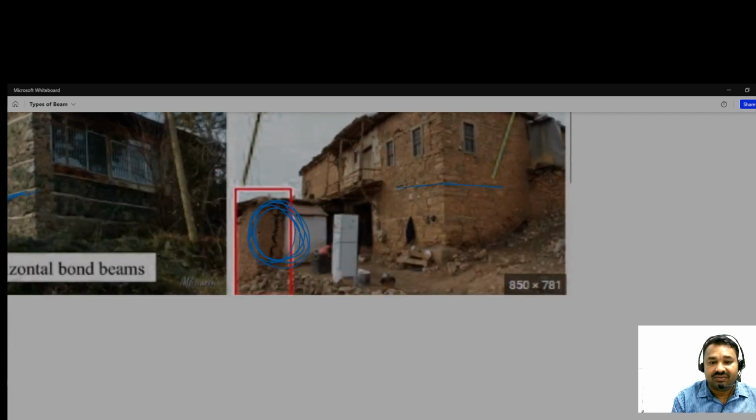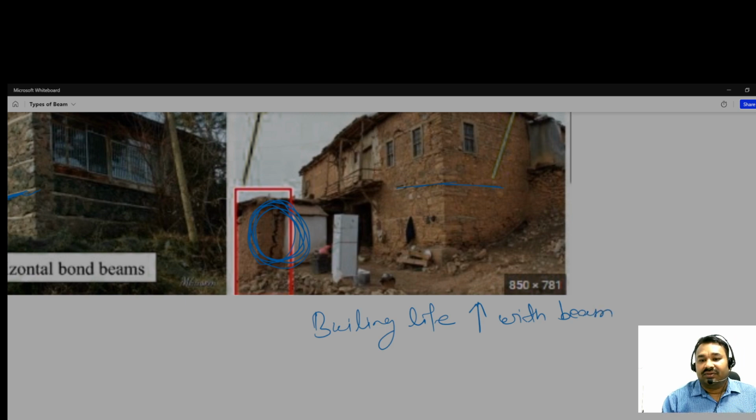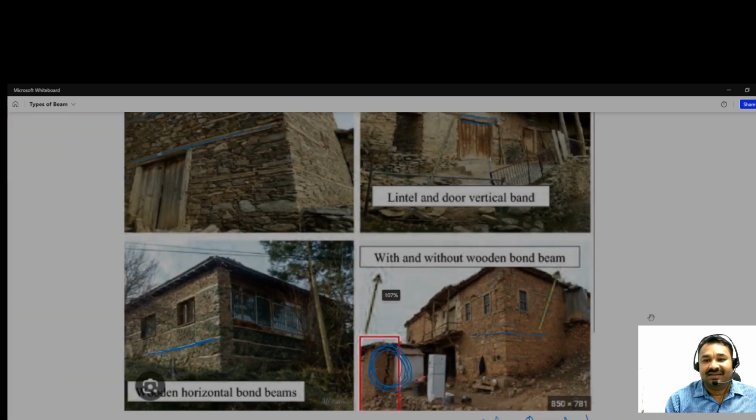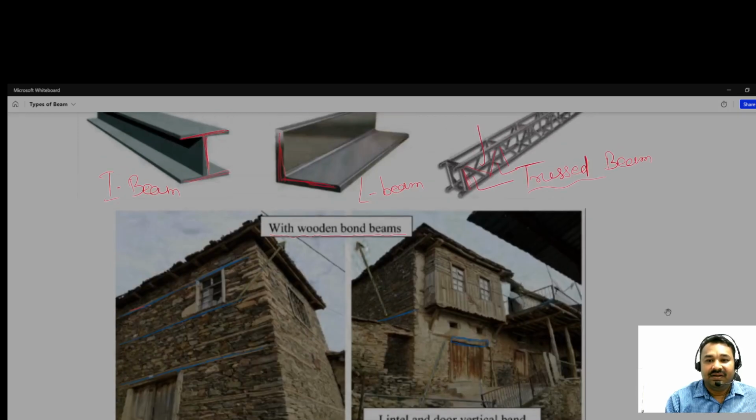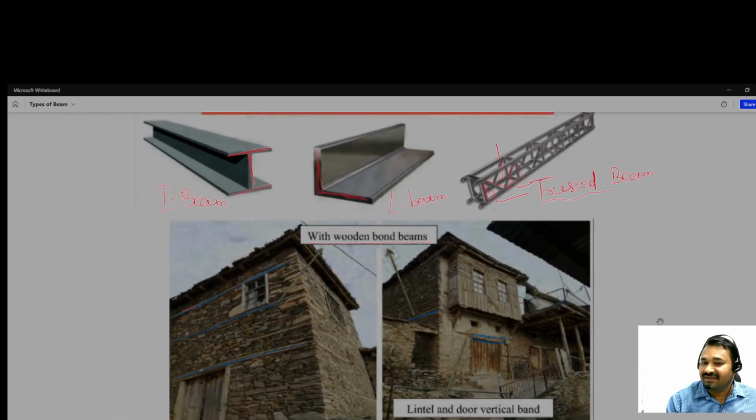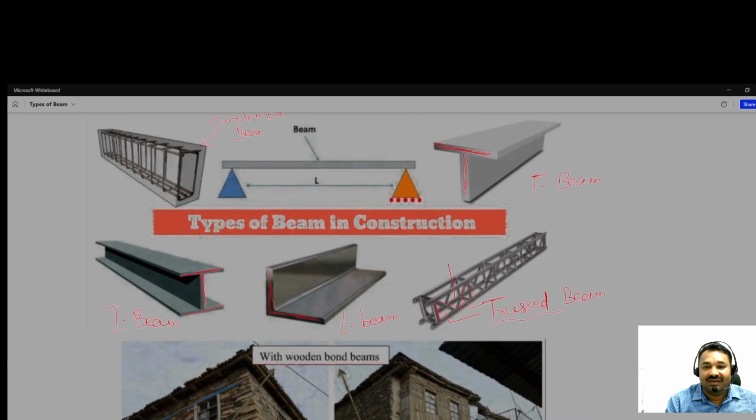ठीक है, उसका लाइफ, building life increases with the beam. So in this way we have done the types of beams with the different aspects. I hope you have enjoyed this, and with this, thank you.